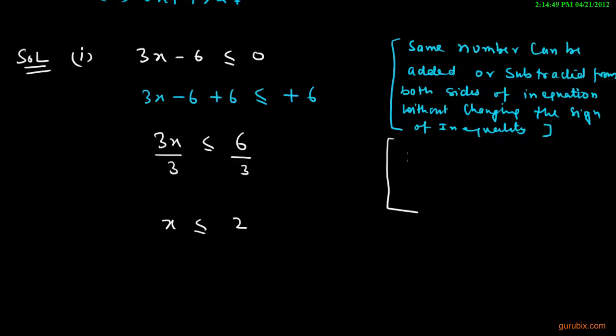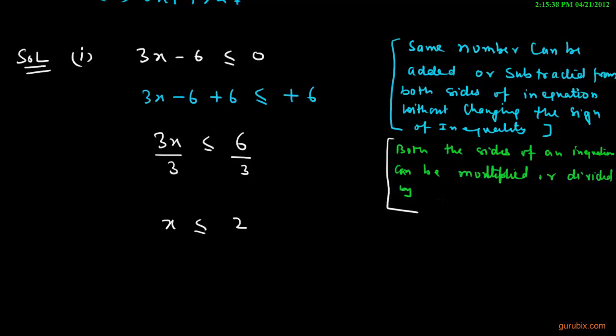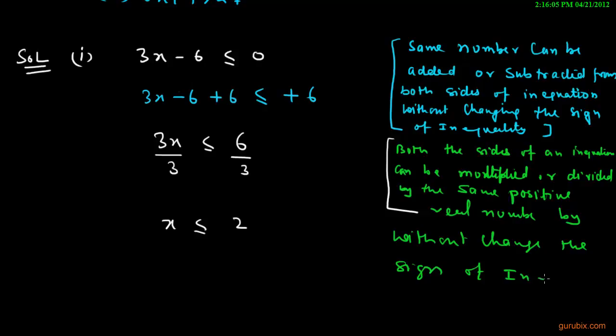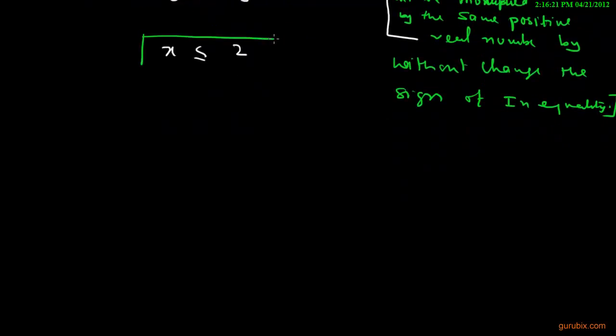This is the rule of adding and subtracting a number from both the sides of an inequation. And here we applied the rule that both the sides of an inequation can be multiplied or divided by the same positive real number without changing the sign of inequality. So this is the rule which we applied in the second step, and this is the rule we applied in the first step. And this is the solution of the given inequality.